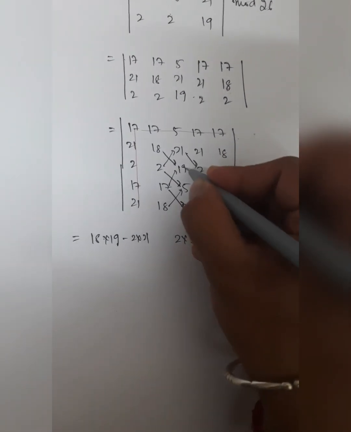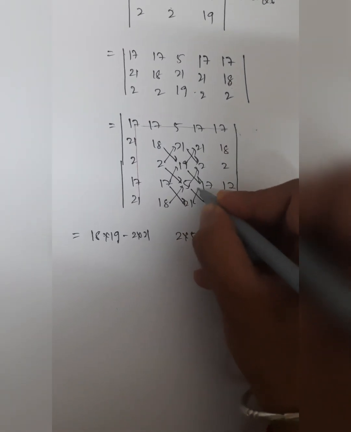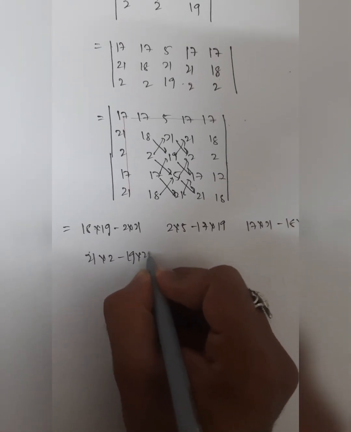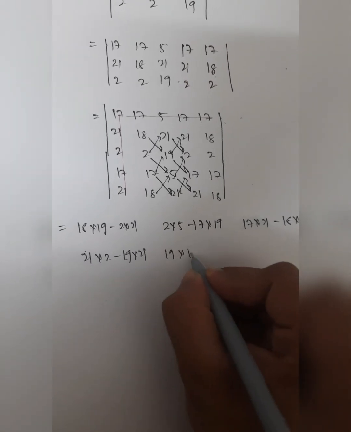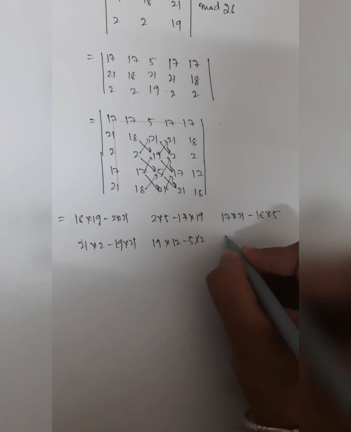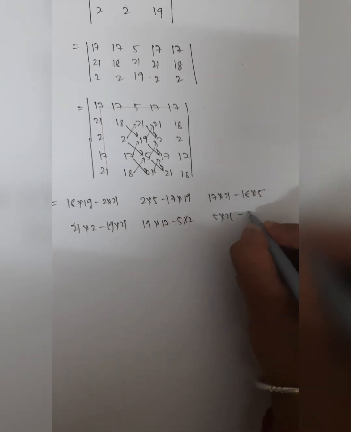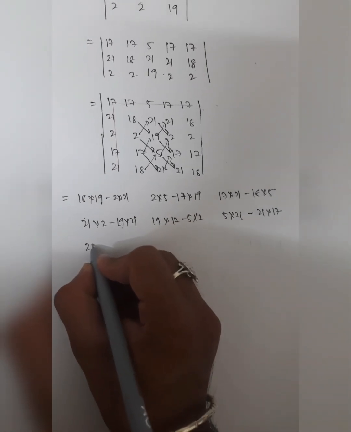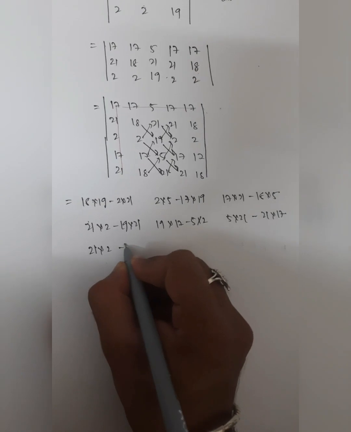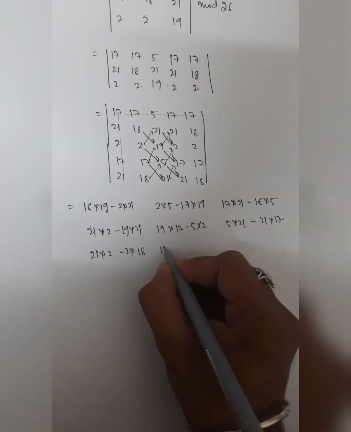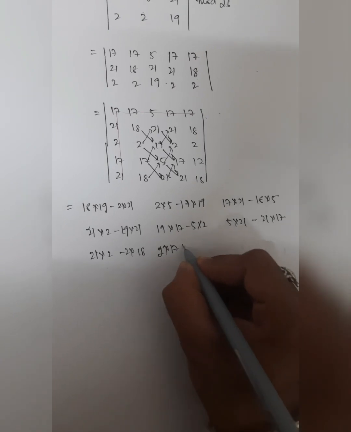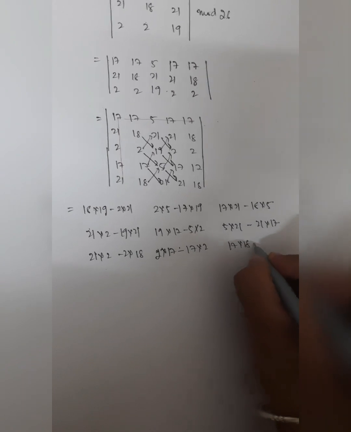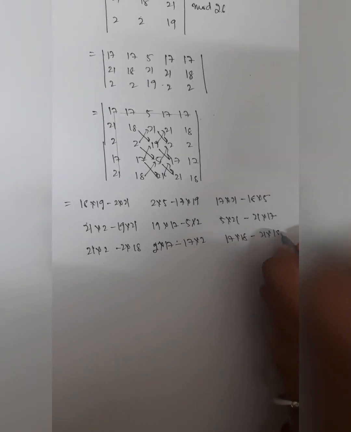Now we'll do it in the second row. Second row also we'll do the same way. It will come as 21 into 2 minus 19 into 21, 19 into 17 minus 5 into 2, and 5 into 21 minus 21 into 17. Same way, when you apply for the third row, third column, you will get 21 into 2 minus 2 into 18, 2 into 17 minus 17 into 2, 17 into 18 minus 21 into 17.